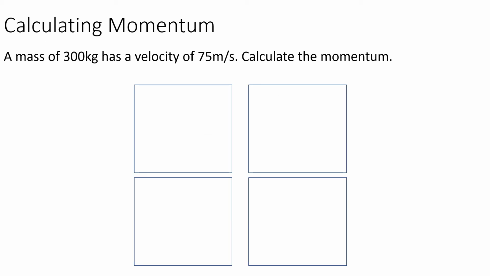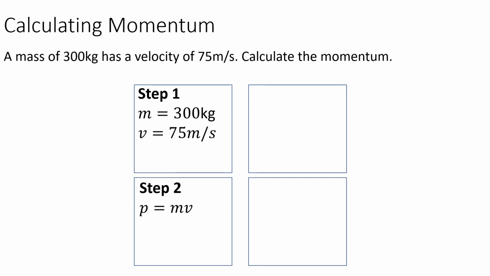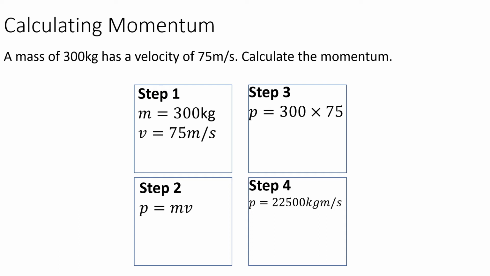So let's look at some calculations. If we want to calculate momentum, a mass of 300 kilograms has a velocity of 75 meters per second. Calculate the momentum. Well, step one, as always, is to write down what you know. We know mass is 300 kilograms and we know velocity is 75 meters per second. Step two is to write down the equation we're going to use. Step three is to substitute in the numbers. And step four is to write the answer with correct units. Pause the video now to copy these steps down.